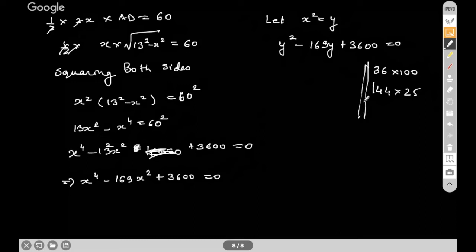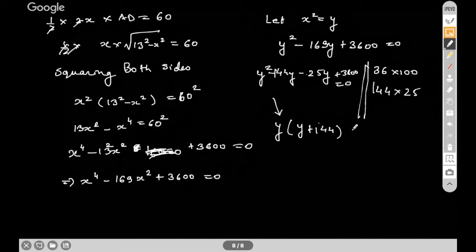So hence, what will you say? You will say y square minus 144y minus 25y plus 3600 equals 0. Write it properly, don't overwrite. So hence it is y times y plus 144, and then y plus 144 anyways will be taken out, and here it will be simply minus 25 equals to 0.